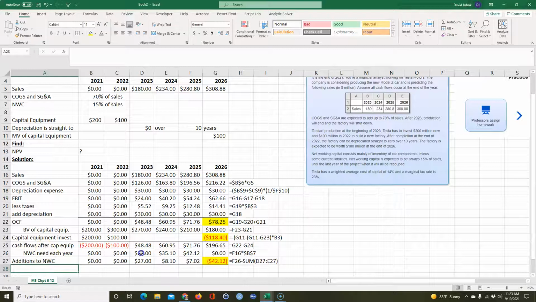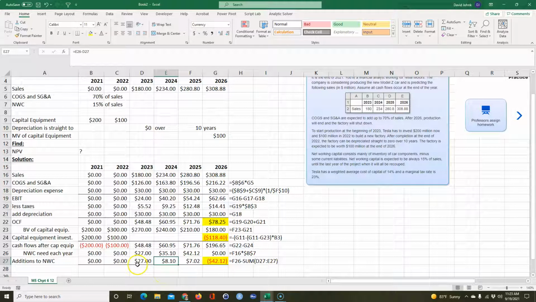You don't want to calculate the balance, but you want to calculate the addition to it. So if it went from 27 to 35, it went up 8. Well, now the balance is 35. I guess I could have done it, maybe I should have done it, let me do it in a way that's a little bit easier to understand.